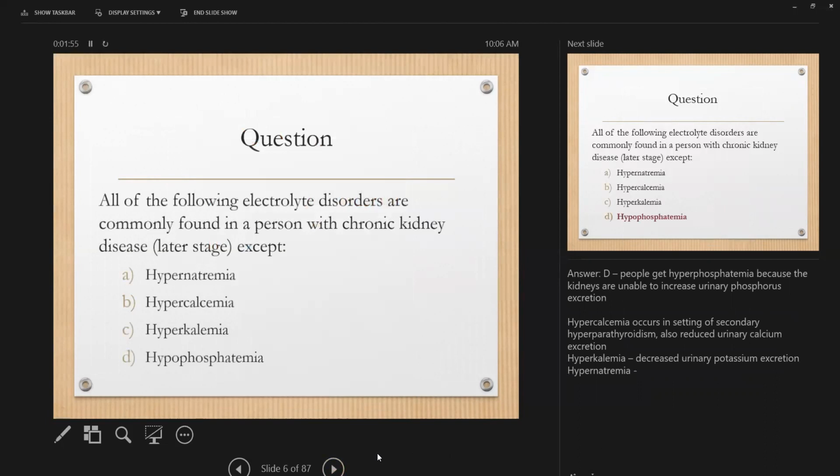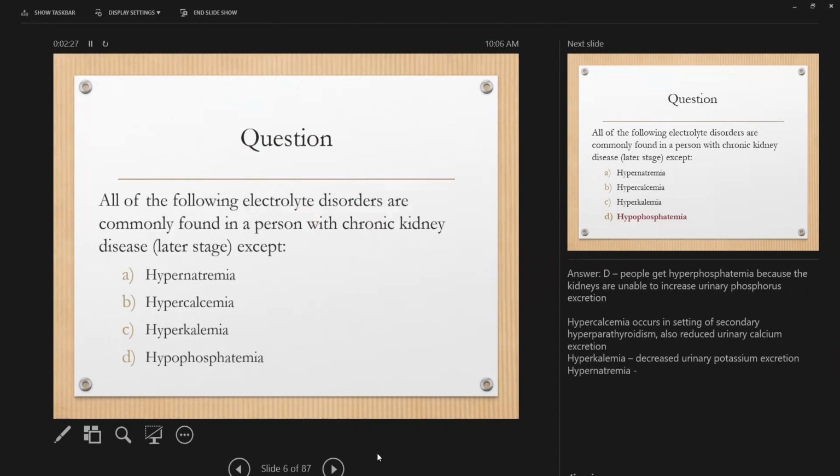So here's a question. Of all the electrolyte disorders that are commonly found in a person with chronic kidney disorder, late stage, all of them are present except for which one? So which one of these would not be present in somebody with chronic end-stage kidney disease? So take a second. Which one do you think it is? Don't they get high phosphorus? They could. So which one is the except?